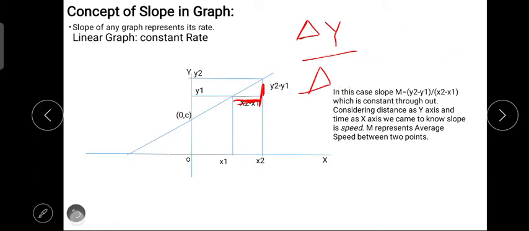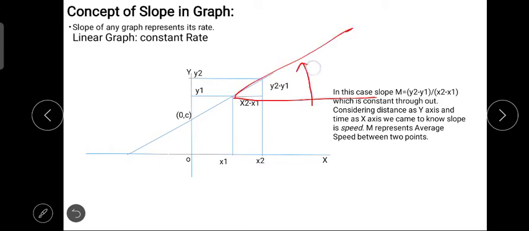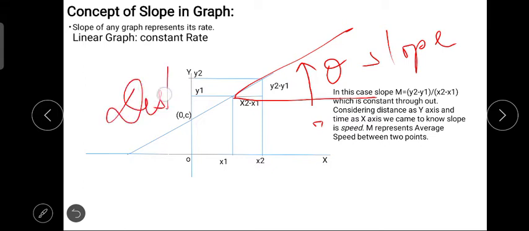Also you can understand this by the angle. Suppose this is the x-axis and this is the y-axis. The angle made between the x and y-axis, that is theta, is also called the slope. So considering distance on the y-axis and time on the x-axis, it's a graph between distance and time, and the slope of this graph will tell you about the magnitude of speed, which is represented by m, the average speed between 2 points.